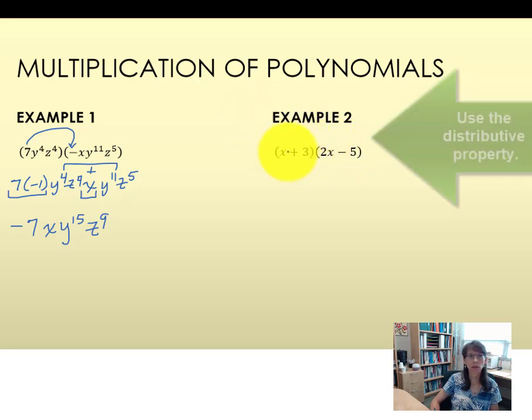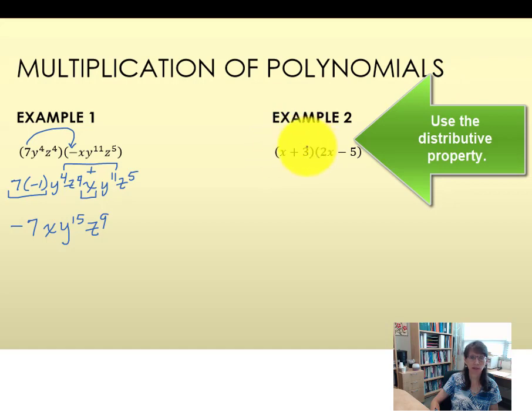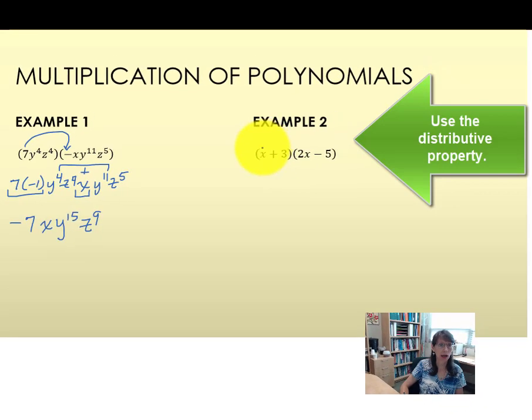And now in example 2, you can see we have plus and minus involved in each of these quantities. So I will use the distributive property to find the final product. I'll take x and distribute that to each term in the other quantity. X times 2x means I'm applying the power rule. So I have 2x squared. Then x is multiplied by -5, so that's -5x.